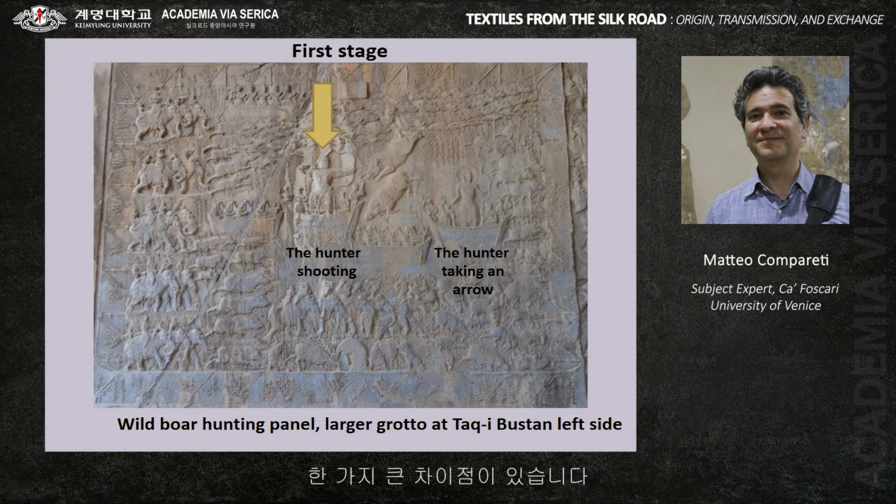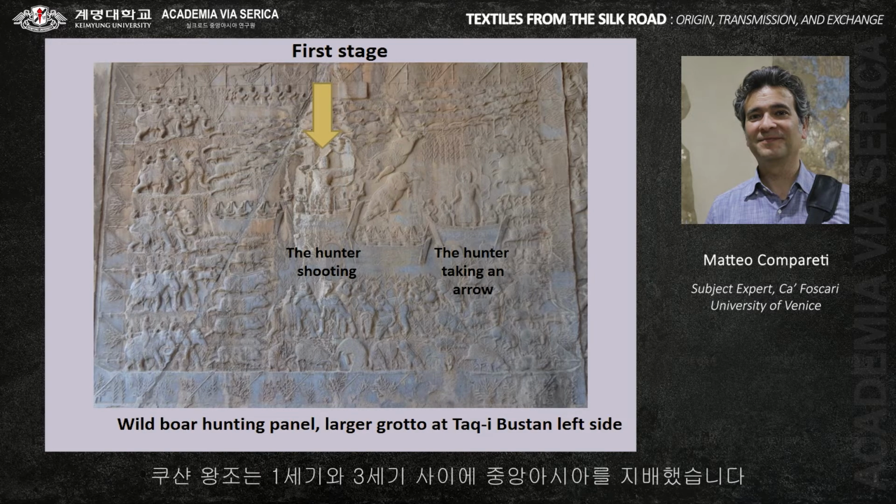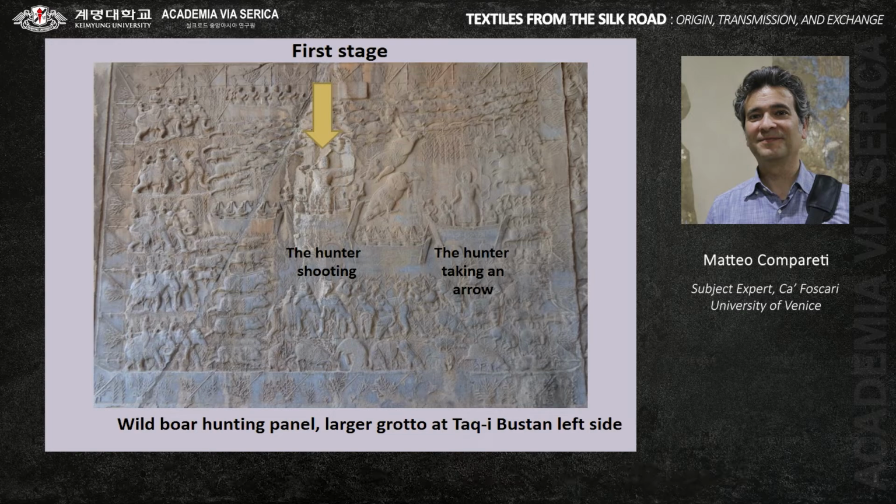He has just one big difference. On the right, in the moment he's taking the arrow, he has a halo behind his head. The halo is something that sometimes we have in Sasanian art, but it's probably coming from Central Asia. Something we see earlier in Kushan coins. The Kushans dominated Central Asia between the 1st and 3rd century.